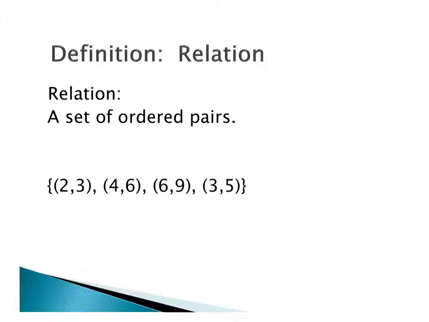relation, which is a set of ordered pairs. Now we have (2, 3), that's an ordered pair, (4, 6) is an ordered pair, (6, 9) is an ordered pair, and (3, 5) is an ordered pair, and we have a set of 4 of them, which is a relation. Now later, we're going to figure out whether or not it's a function or not. That's represented by the relation.